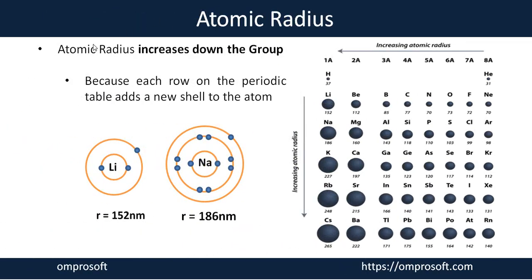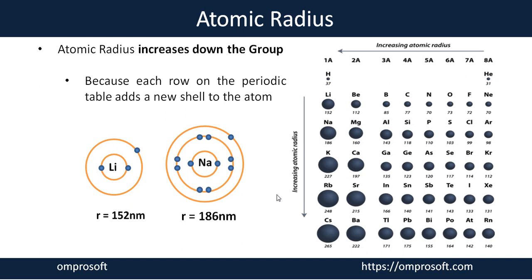Now next one, while we move down a group. In a group, while we move top to down, atomic radius increases. And why does it happen? While we move top to down in a group, the number of shells increases and the number of electrons in the outermost shell remains constant. Like we are moving from hydrogen to lithium, lithium to sodium, then sodium to potassium. Like this, if we move, only one shell gets added as we move top to down in a group.